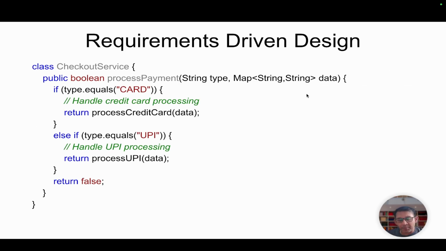Using the same payment processing example, the requirements driven approach would start with a user story. As a customer, I want to pay with my credit card so I can complete my purchase. You're building the simplest thing that could possibly work. You create a checkout service with a method that takes a payment type string and a map of payment data. If the type is card, you handle credit card processing. If the type is UPI, you handle UPI processing. Simple, direct, and it works.